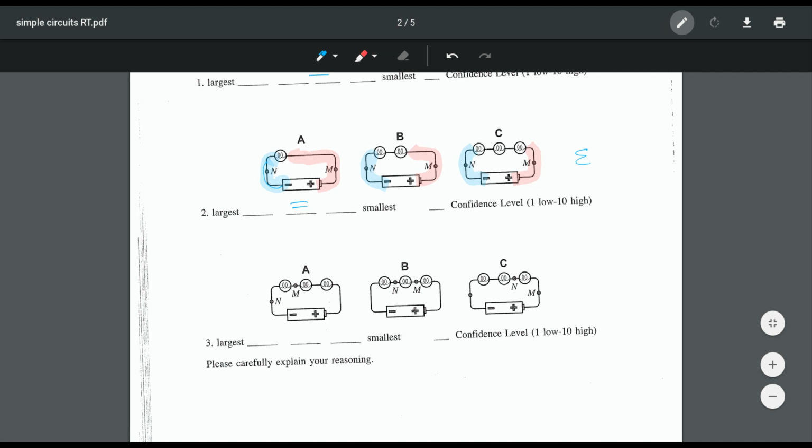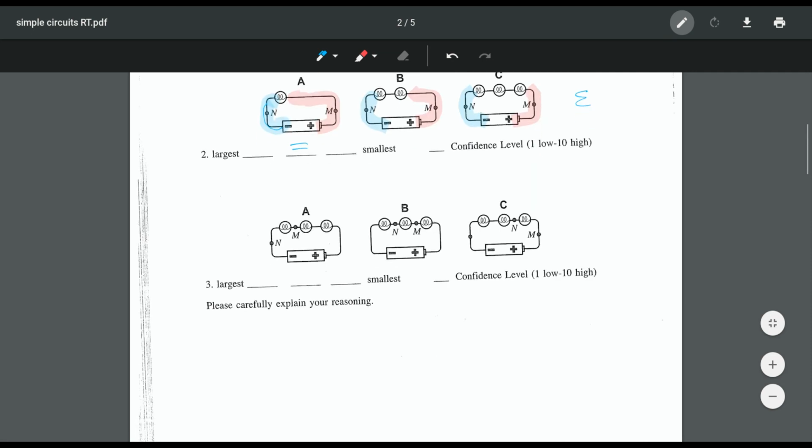Bulb A is going to be the brightest. It has E across it. Case B, those bulbs are going to be half as bright. They each have E over 2 across them. In case C, they each have E over 3 across them. They're not asking that. I'm just throwing that out there.